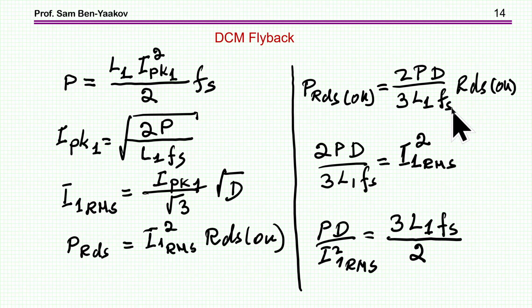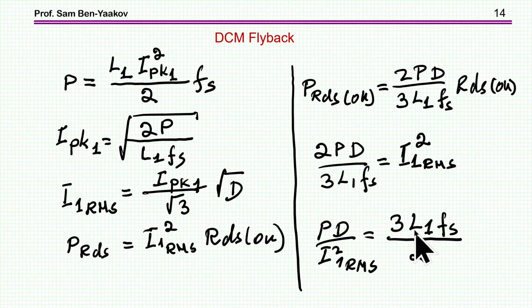And just to make sure that we haven't lost anything here, I'm going to check this expression by simulation. To do this, I'm first of all defining this as the RMS of the primary, because the RMS of the primary times RDS on is the loss. So doing this, I can then relate these two parts of the expression: power times duty cycle over I RMS squared of the primary should be equal to this term, which is the inductor and the switching frequency.